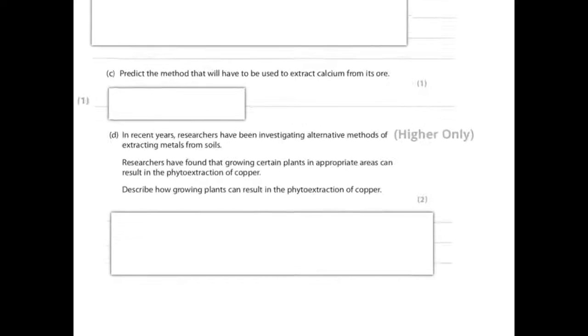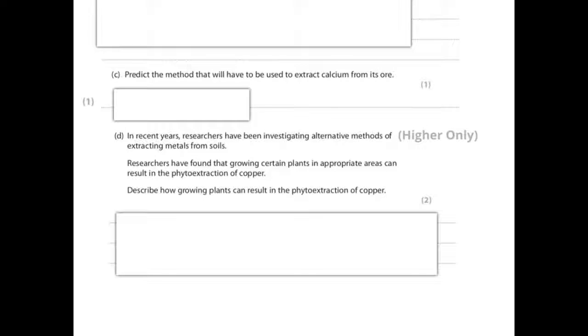In recent years, research has been investigating alternative methods of extracting metals from soil. Researchers have found that growing certain plants in appropriate areas can result in phytoextraction of copper. Describe how growing plants can result in phytoextraction of copper. So you just need to learn about what phytoextraction is and record it here. You're just describing the process.